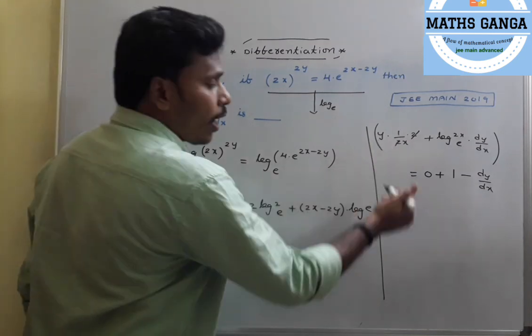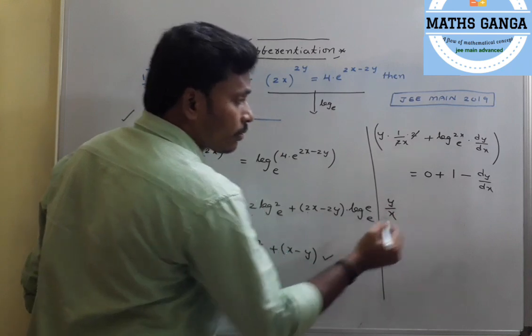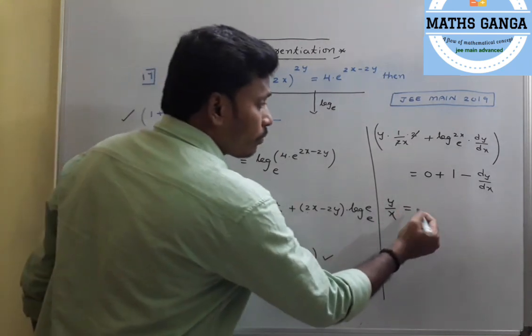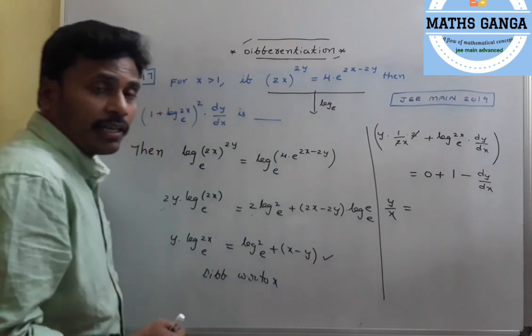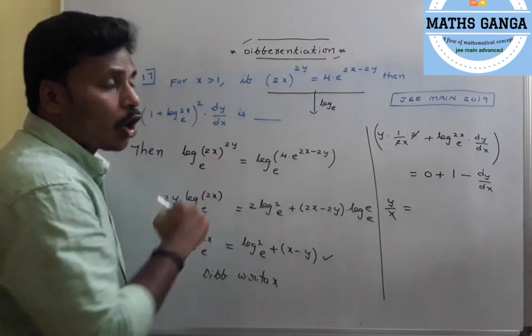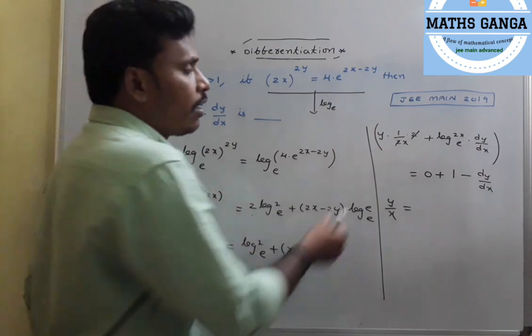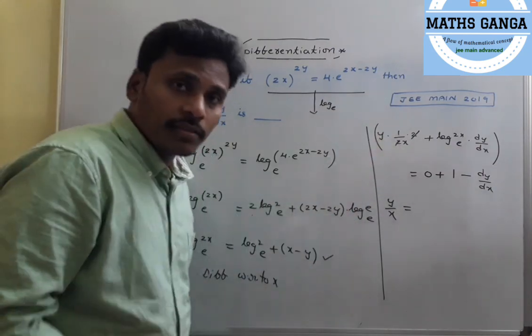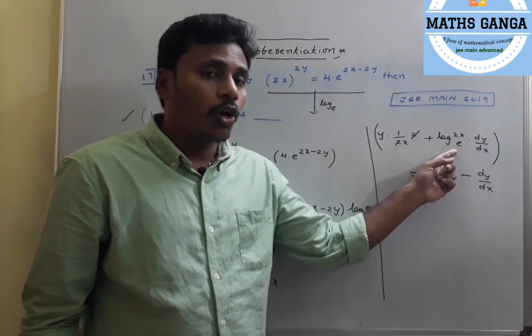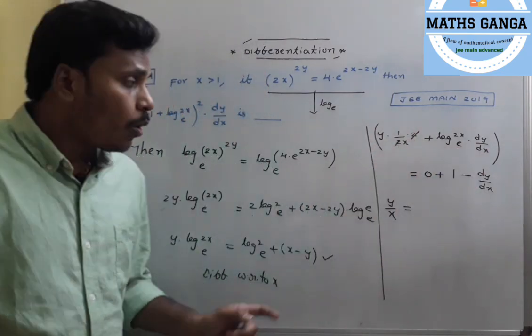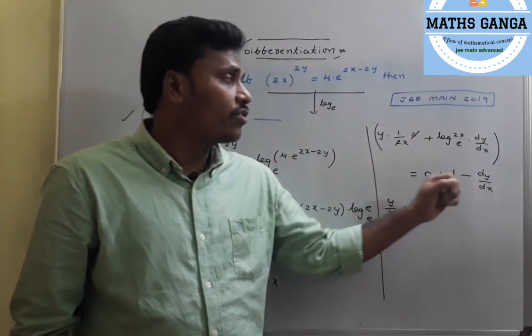So now we have here y by x is equal to 1 minus dy by dx, plus log 2x base e into dy by dx. If you observe, totally there are 4 terms. The first term on the left side is y by x. The second term is log 2x base e into dy by dx. Whereas on the right side we have 1 minus dy by dx.